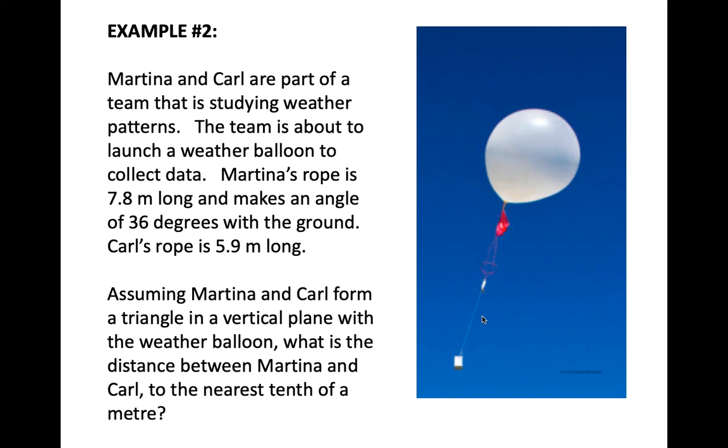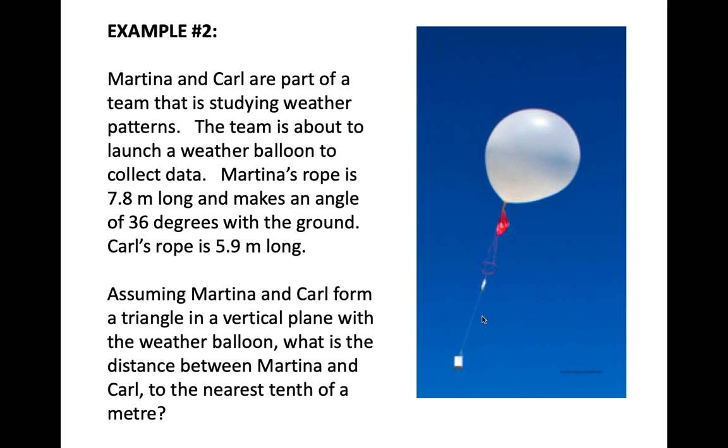Martina and Carl are part of a team that is studying weather patterns. The team is studying, watch my grammar. The team is about to launch a weather balloon to collect data. Martina's rope is 7.8 meters long and makes an angle of 36 degrees with the ground. Carl's rope is 5.9 meters. So, assuming they formed a triangle on a vertical plane with the weather balloon, what is the distance?